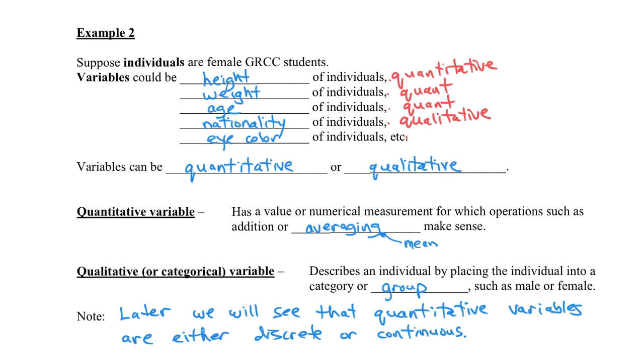And what about eye color? Mean eye color doesn't make any sense either, right? How could you add up like 17 brown-eyed students, 5 blue-eyed students, green-eyed students? It doesn't make any sense, right? So eye color is going to have to also be qualitative. Okay, so those are individuals. The variables are the things that we're measuring from the individuals, and they can be quantitative or qualitative. Remember the other word for qualitative? Categorical, right? Our book uses qualitative. Many books use categorical. They mean the same.